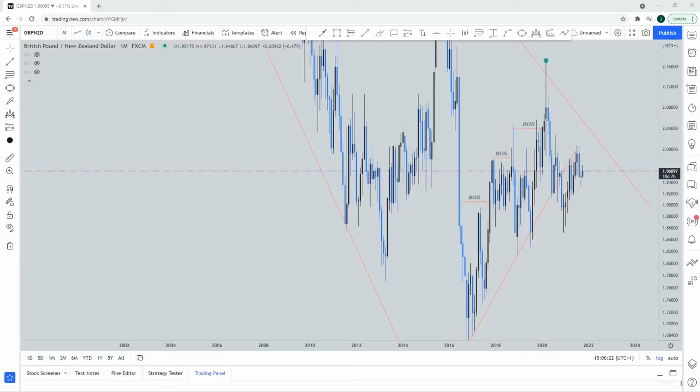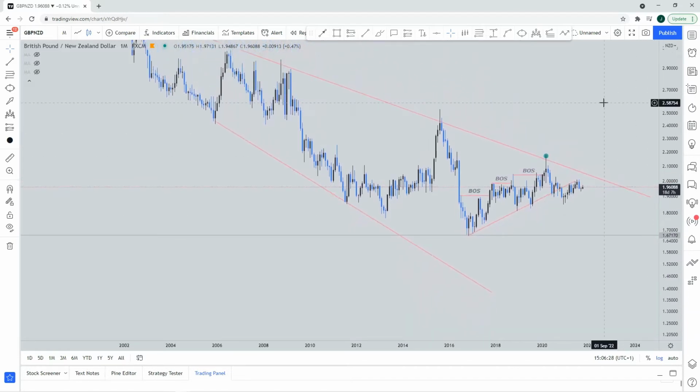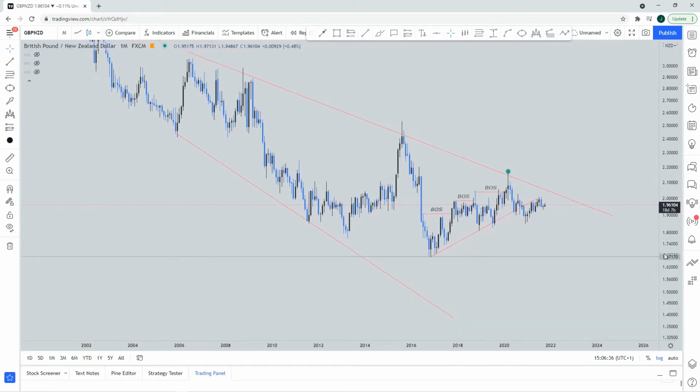Good afternoon, traders. So I'm just gonna present to you multi-time frame analysis. I'm gonna work my way down from my monthly straight to my hourly, where I'm gonna look for an entry on GBP NZD as a selling opportunity, right?